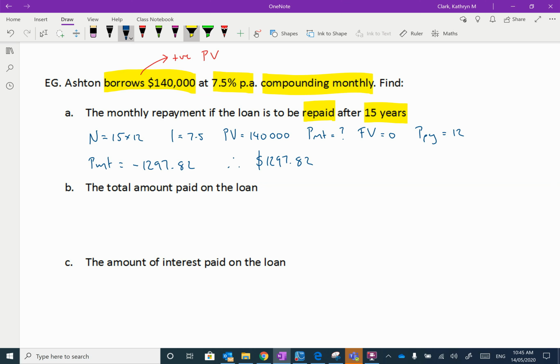All right, the total amount repaid on the loan. So there's not a hard and fast rule for this one. But you've got to think, the total amount paid is how much you actually end up giving the bank. Yeah, I've borrowed 140,000, but that's not what I've actually ended up paying out. So my total amount is going to equal the number of payments times by my payment amount.